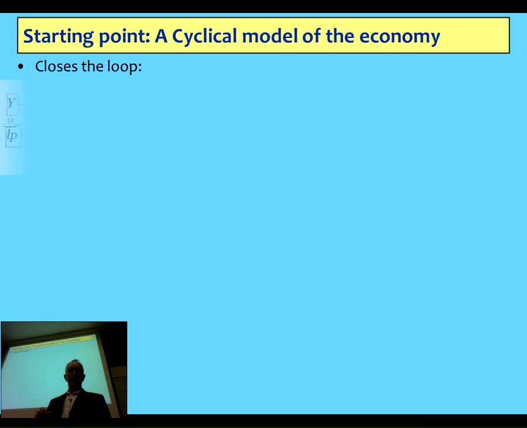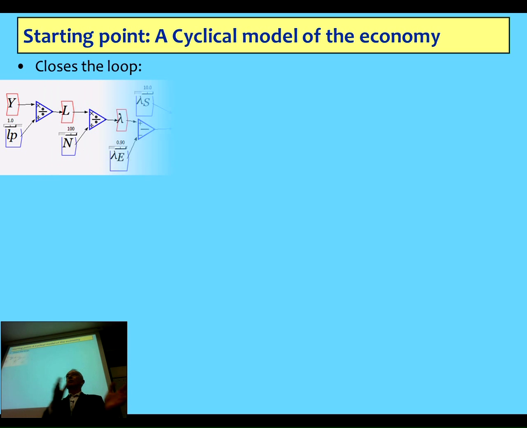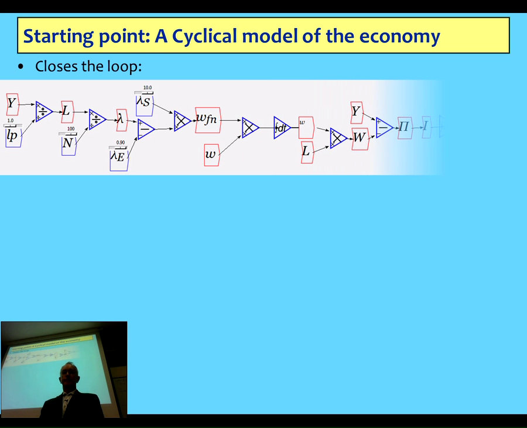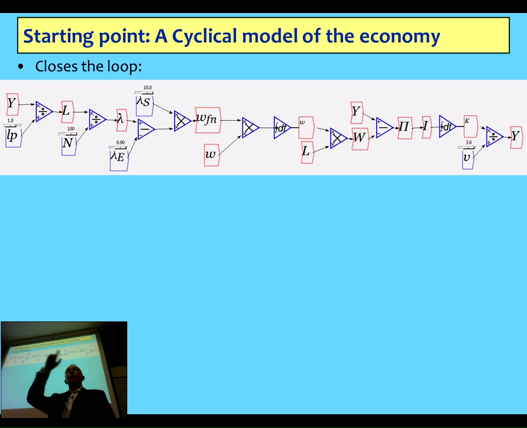So that closes the overall causal loop, and I'm showing it here as one long strip. So I start off with output, and I get to output at the end. So it's a causal loop between the two.